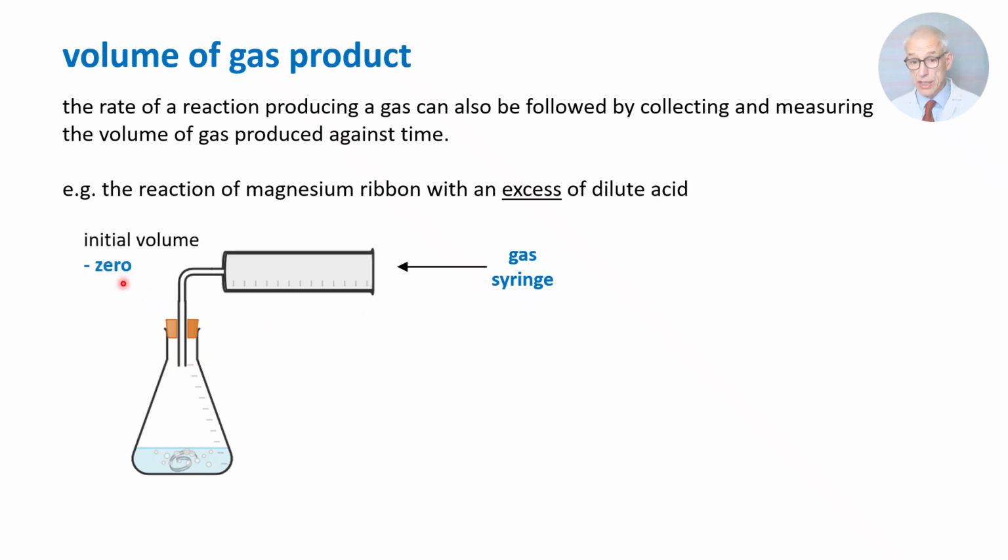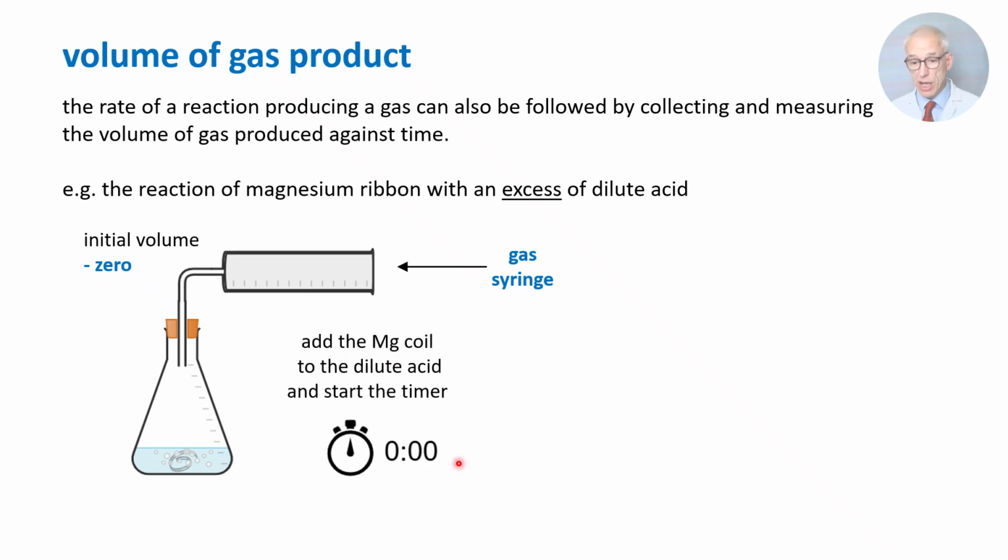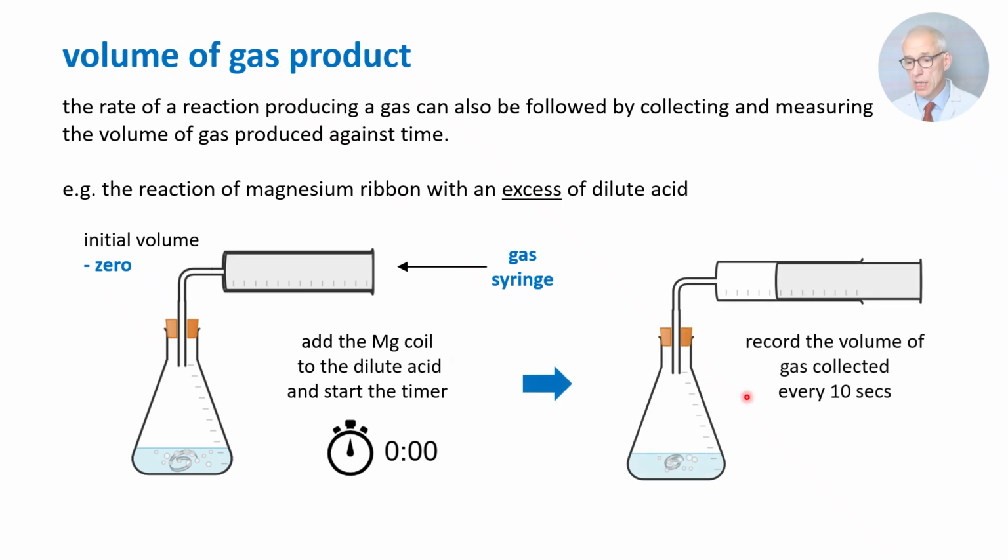We need to make sure that the initial reading on the gas syringe is 0 and that we start the timer at the moment that the magnesium is added to the dilute acid. If we record the volume of gas collected every 10 seconds, then we will see that the plunger of the gas syringe will move backwards and we can take accurate readings of the volume of gas against time. Again, maybe every 10 seconds, it may be more, depending on the rate of reaction.